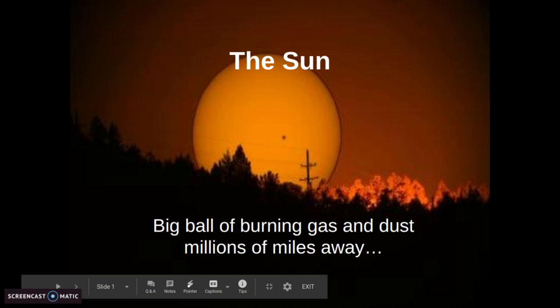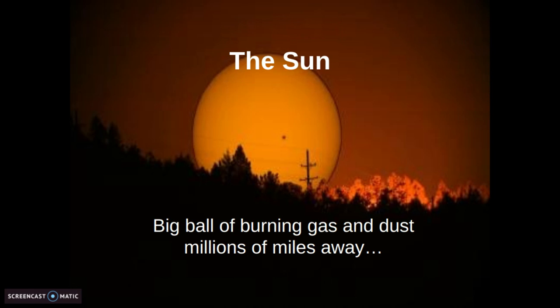Okay, today we're going to go through notes about the sun. This is starting off our solar system unit. We'll talk about the sun, different planets, black holes, galaxies, and different things like that. So we'll start off with the sun, which can be defined as a big ball of burning gas and dust that is millions of miles away. So the bright thing you see in the sky. Let's learn a little bit about it.